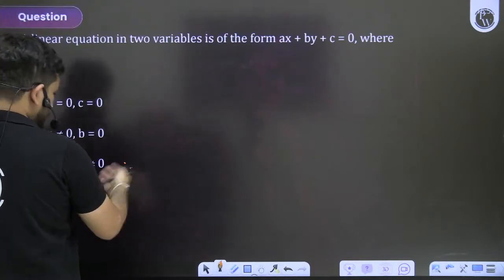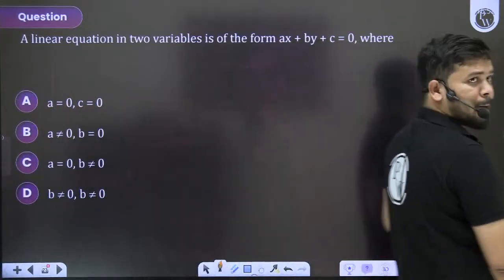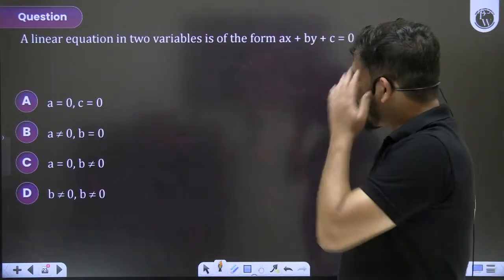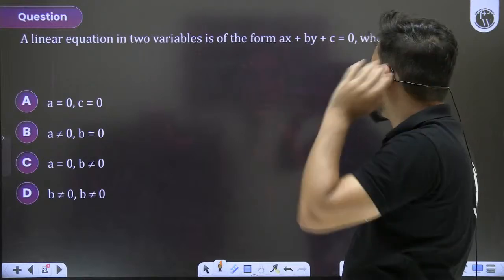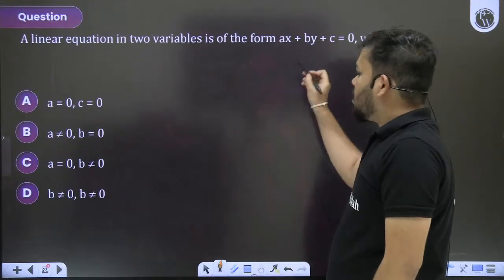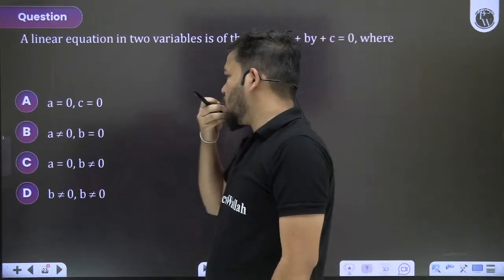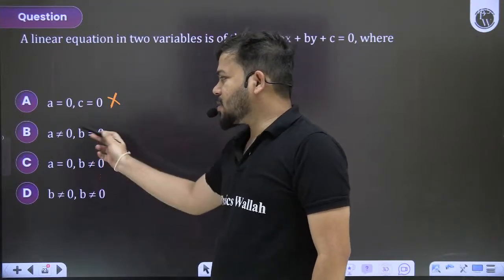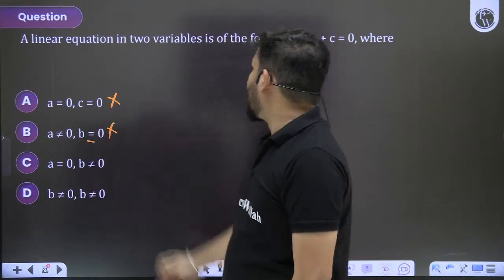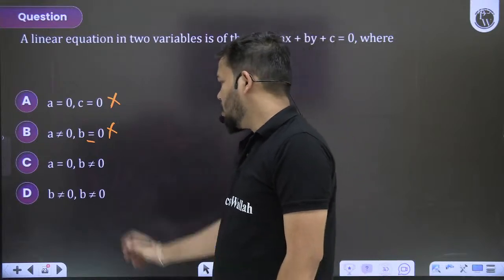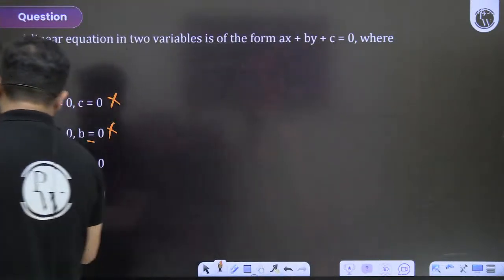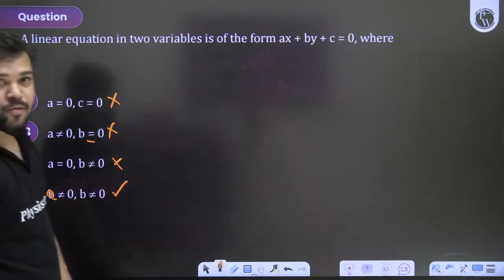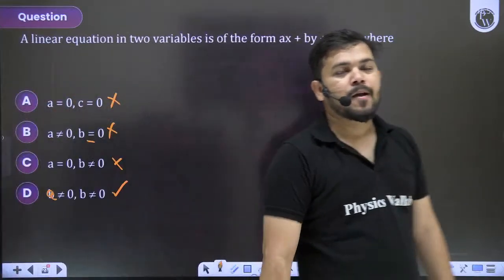Yes, see the first question over here. Linear equation in two variables of the form of what? This is the form where a is equal to 0, b is equal to 0. No, it's wrong. A should not be equal to 0. B is also a variable, right? So again it's wrong. This option, A, is again wrong. This will be the correct option for this given question. Clear? Any doubts?